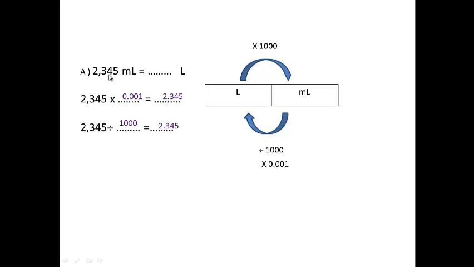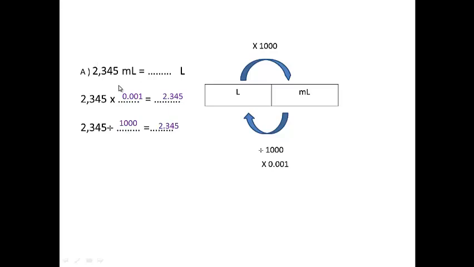Now, 2345 milliliter equals how many liters? This is my number, and milliliter, the letter beside the number, is smaller than liter. Don't forget, from big to small, multiply by 1000. From small to big, divide by 1000, or multiply by 0.001.